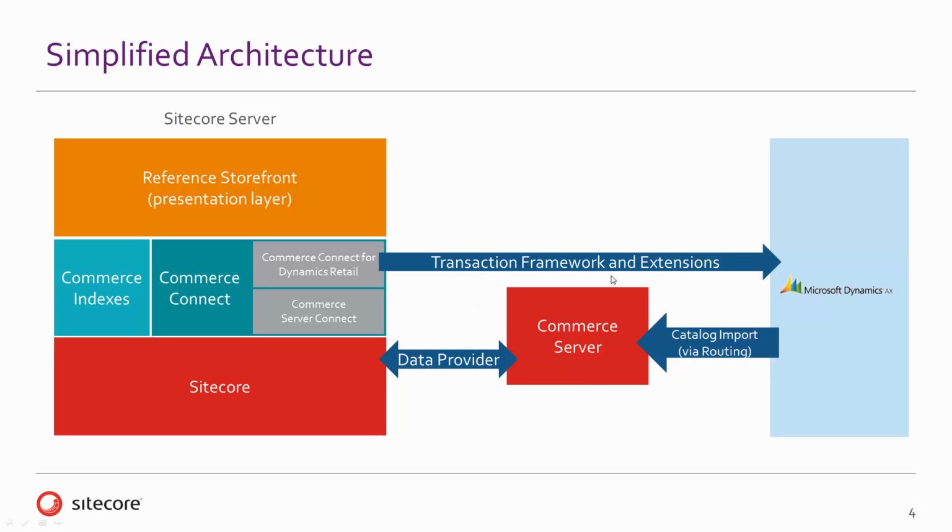Now, the transaction framework I mentioned, that basically ensures that all of that transactional information gets routed to Microsoft Dynamics AX. One thing as well is there is something known as the routing framework, and what that does is it's shown very simply here in this diagram, but it's actually a very complex process for taking the information that exists in that Microsoft Dynamics AX repository and transforming that and mapping that into the Commerce Server repository, which is then accessed and exposed into Sitecore through a data provider.